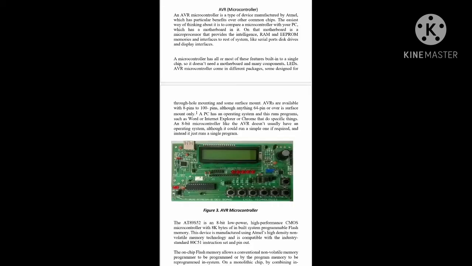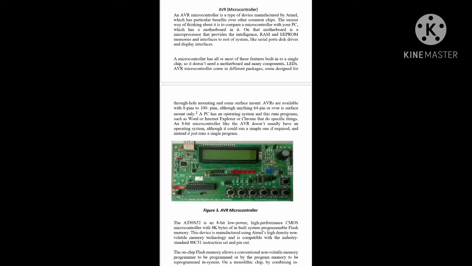Now we will discuss the AVR microcontroller. As we are already familiar with the word microcontroller, it is a type of device manufactured by Atmel company, which has particular benefits over some common chips. AVRs are available with 8 to 100 pins, although this one only has 64 pins.